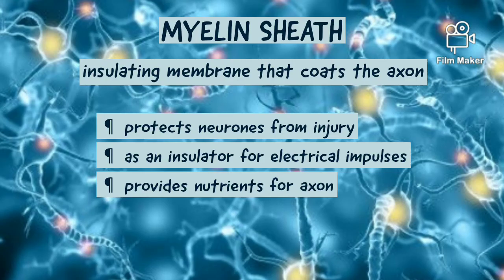Myelin sheath. Myelin sheath is an insulating membrane that coats the axon and it protects neurons from injury as an insulator for electrical impulse, and it provides nutrients for the axon.